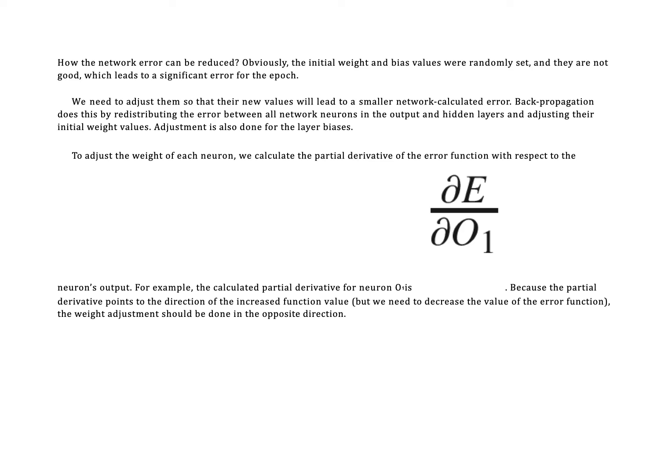Backpropagation does this by redistributing the error between all network neurons in the output and hidden layers and adjusting their initial weight values. Adjustment is also done for the layer biases. To adjust the weight of each neuron, we calculate the partial derivative of the error function with respect to the neuron's output. For example, the calculated partial derivative for neuron O1 is, because the partial derivative points to the direction of the increased function value, but we need to decrease the value of the error function, the weight adjustment should be done in the opposite direction.